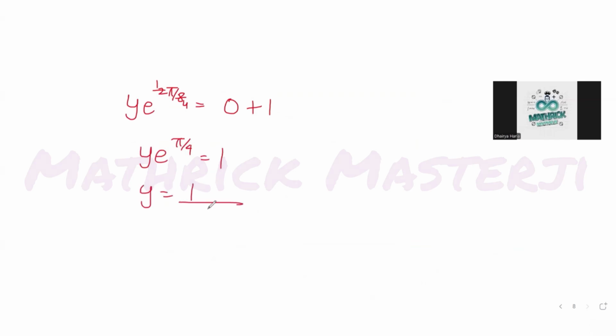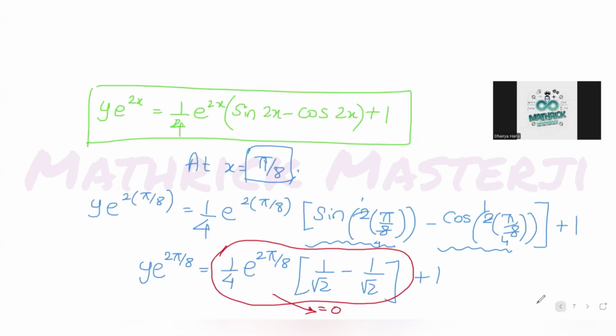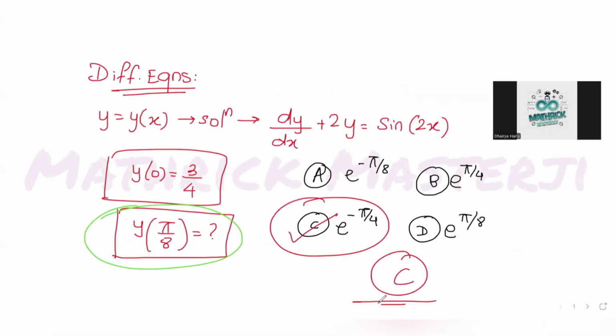So y becomes 1 over e raised to pi over 4, and that gives me y is e raised to minus pi over 4. So I get the value of y at x equals pi over 8, and that becomes e raised to minus pi over 4. That matches with answer choice C. So C becomes the correct answer for this question that is given to us here.